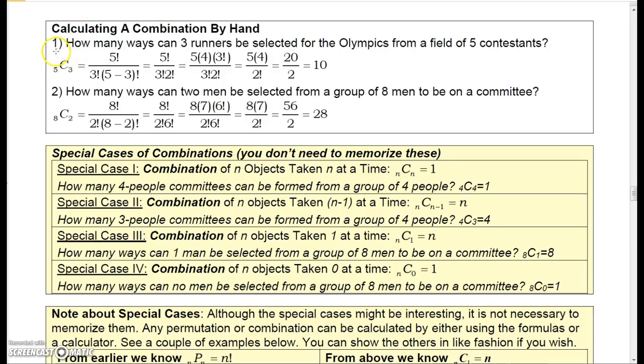Okay, this is just a couple more examples. How many ways can 3 runners be selected from a field of 5 contestants? Well, nothing here implies that the order of selection matters, so that would be a combination, 5 choose 3. How many ways can 2 men be selected from a group of 8 men to be on a committee? Well, again, order doesn't matter, so that would be just 8 choose 2.